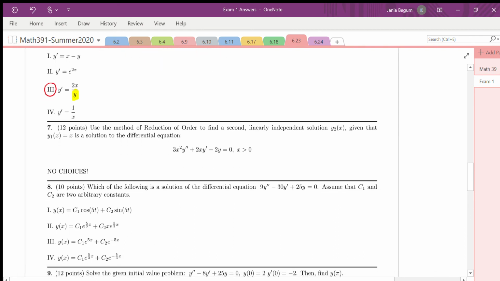Number 7. For number 7, you had to do a lot of work because it's worth 12 points, and we had to run through reduction of order because that's the method I want you to use. So if you run through reduction of order, what are the answers you guys got? If you remember. Yeah, that sounds right. So y1 is given. So I think that's the right answer.